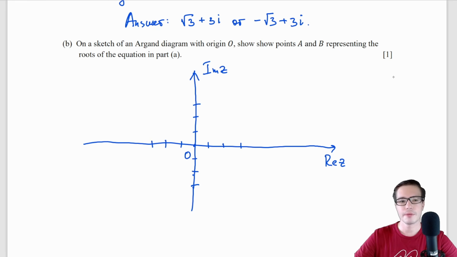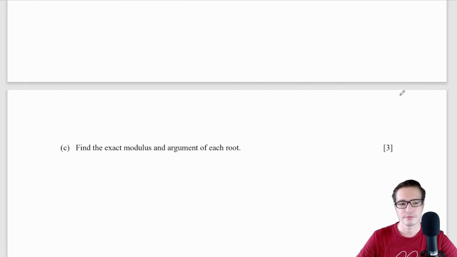Let's look at the first number. Square root of 3 is the real part, and it's about 1.7, so somewhere here, and 3 is the imaginary part. So the point is somewhere here, so it's A, and now pretty much the same for the other number. Ta-da!